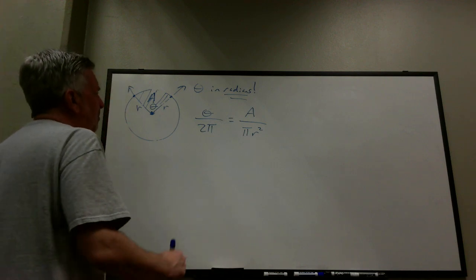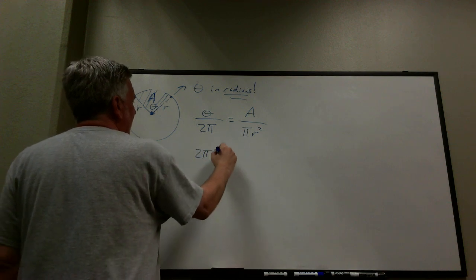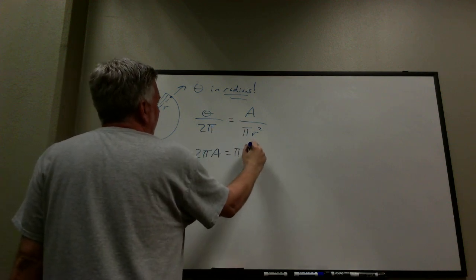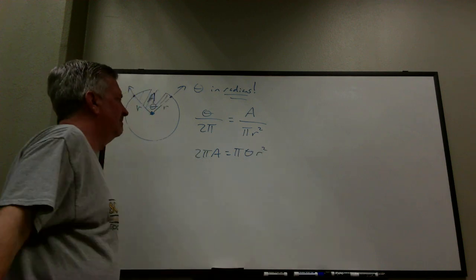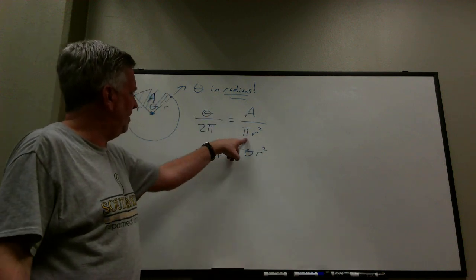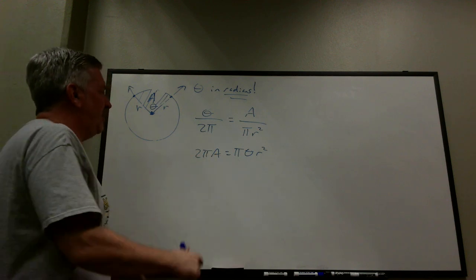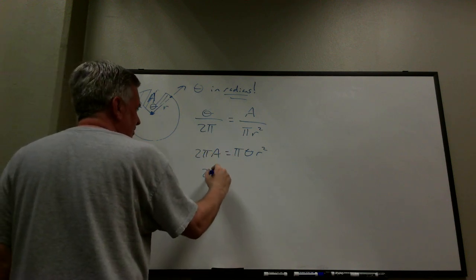Well, we can cross multiply again. So 2 pi A is pi theta r squared. Now notice they both have the pi's, so the pi's cancel. Okay, notice the 2 doesn't.